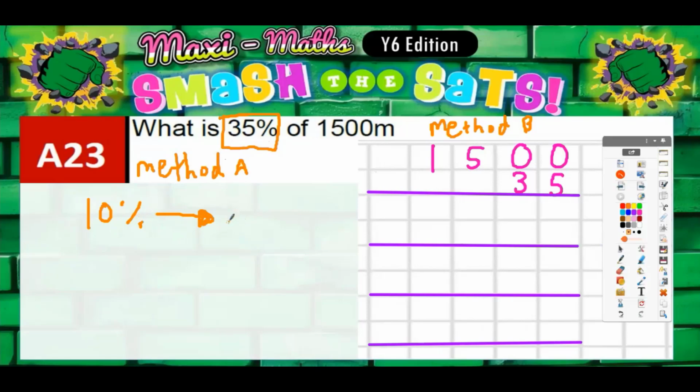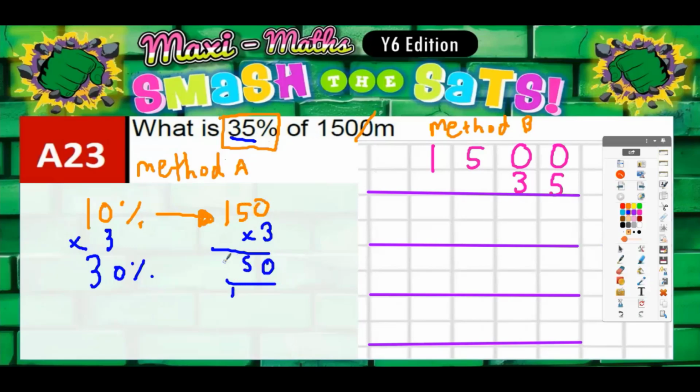So 10% of 1,500, you divide that by 10, which is going to be, not the 0 off, 150. So 10% is going to be 150. Now we build that back up. So we need to get back up to 35%. So you would times by 3 first. That would take you straight to 30%, which means you times this by 3. 3 nothings are nothing. 3 fives are 15. 3 ones are 3 plus 1 is 4.